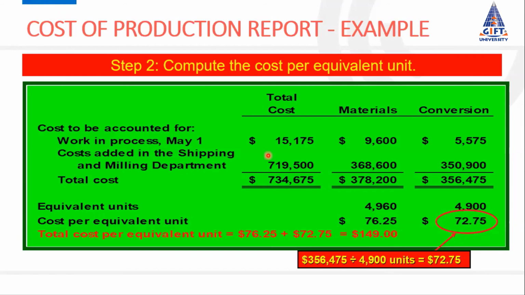So don't do this calculation with the total figures, but do these calculations with the figures of individual cost elements, and at the end sum up these individual figures to get the total cost per unit of production.